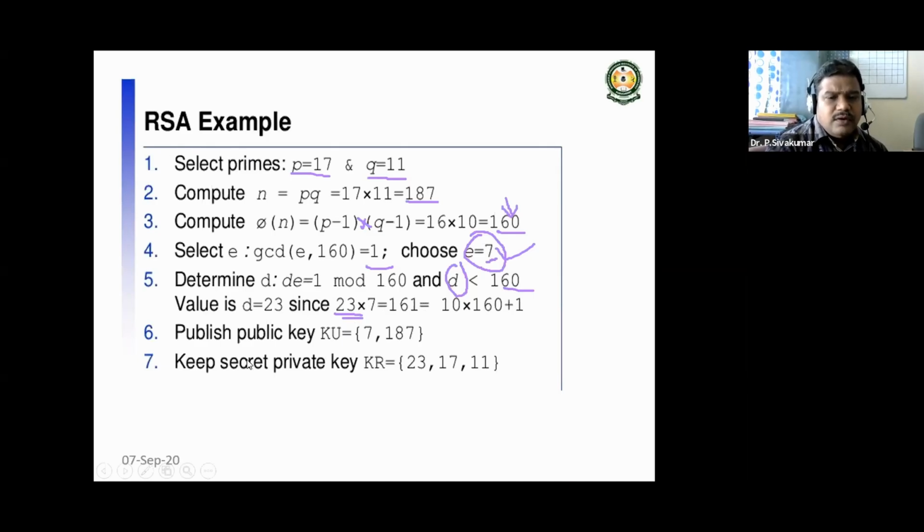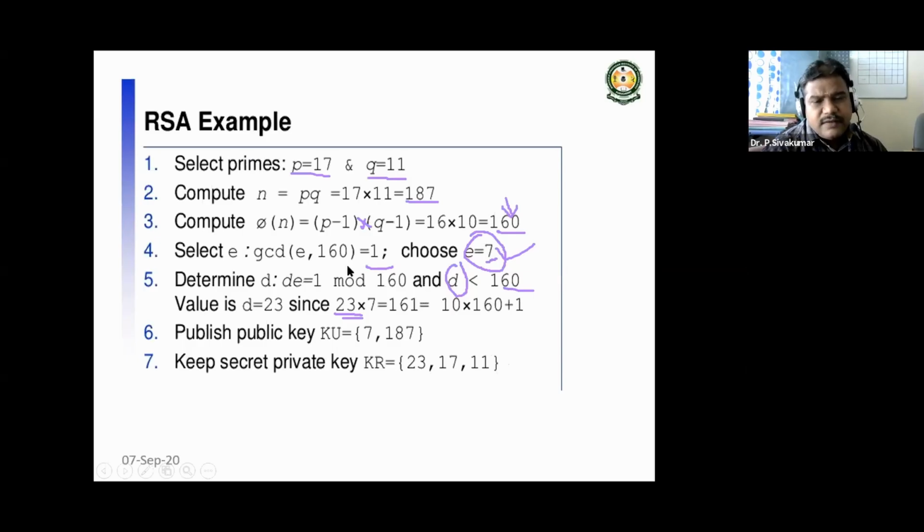After getting E and D values, normally you publish the private and public keys. First publish your public key: K is equal to 7 comma n value, not the phi of n value. So 7 comma 187. Now the private key is 23, the D value, comma P into Q, that means 187. You can also take P and Q as 17 and 11. Both have the same meaning. This is only the key generation and distribution.